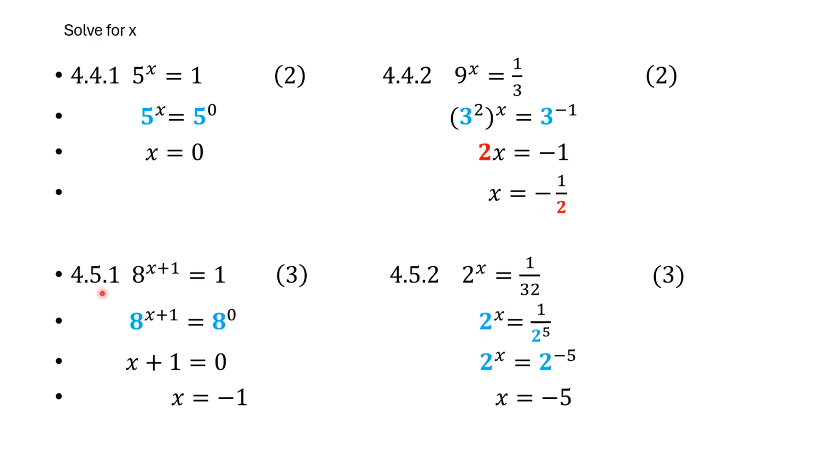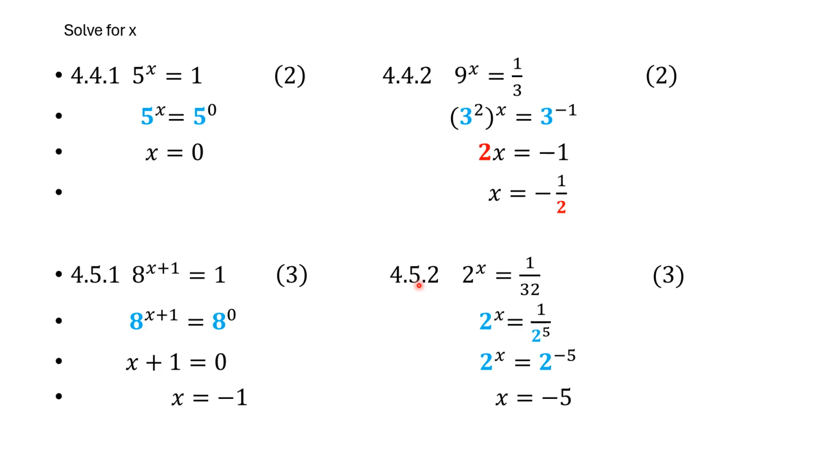Right? 4.5.1, same as 4.4.1. 8 to the power x plus 1 equal 1. So we need to remember anything to the power 0 equal 1. So I have 8 to the power x plus 1, then 1 there would be 8 to the power 0. Right, the power 0 therefore becomes 1. Now my bases are both 8, so I can drop the bases and I'm left with x plus 1 equals 0. And if I take plus 1 over, x equal minus 1.